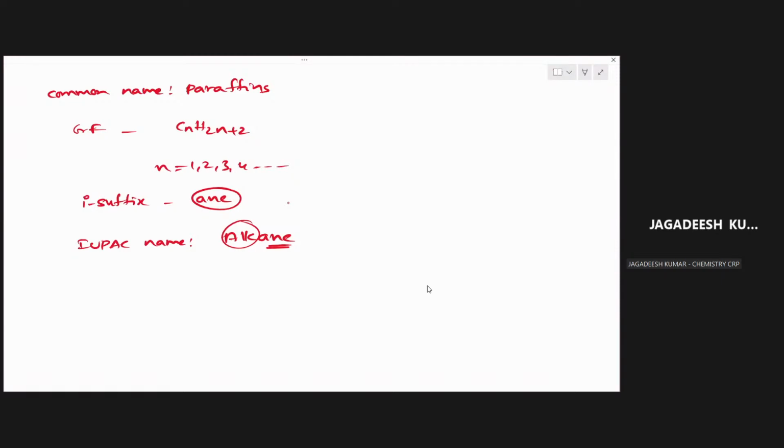So let us take one example. If you substitute n equal to 1 in the general formula CnH2n+2, we get the formula CH4. Now what is the root word? One carbon means root word meth, and you have to add an to it. Already I told you before.